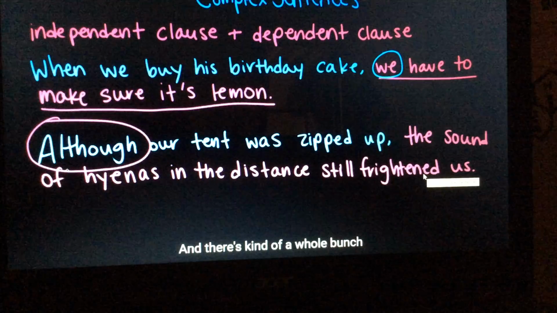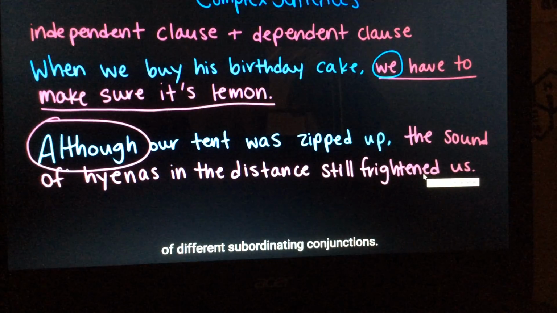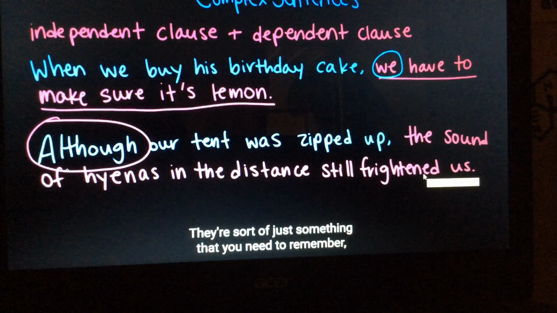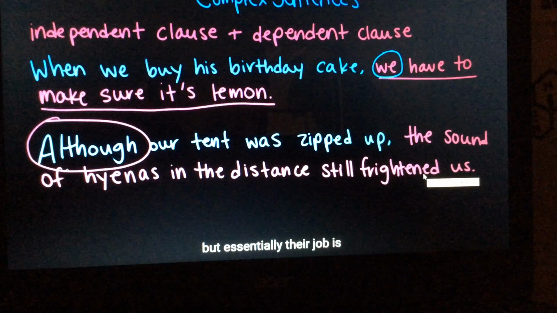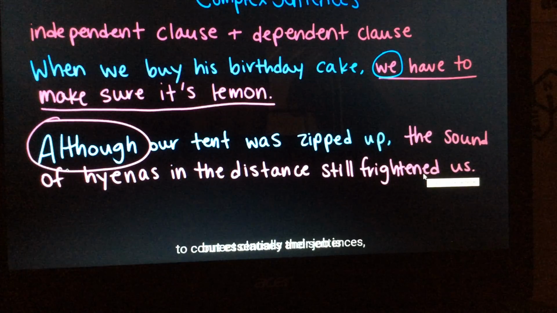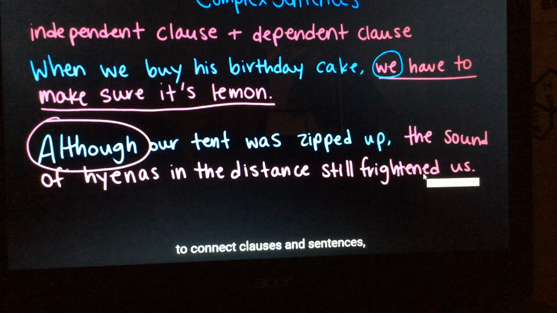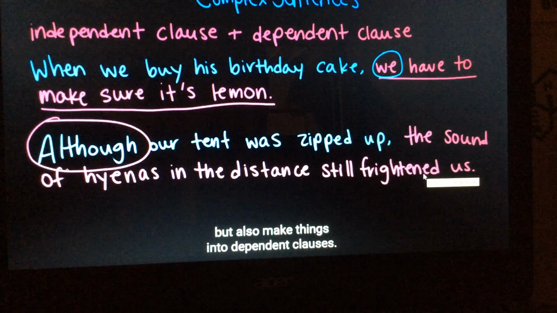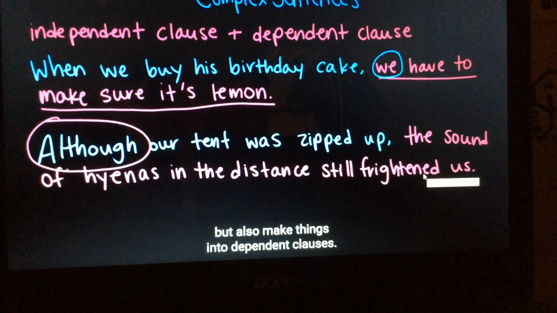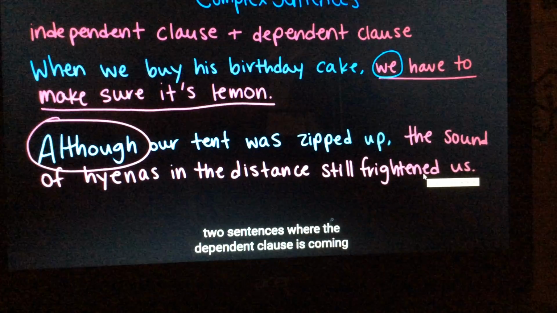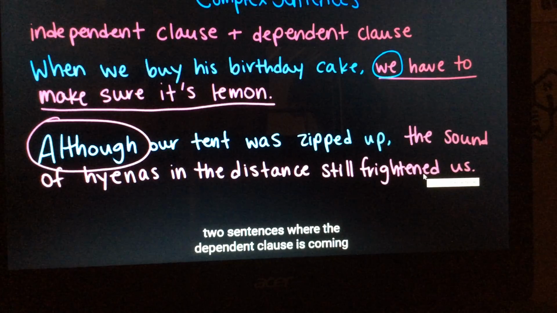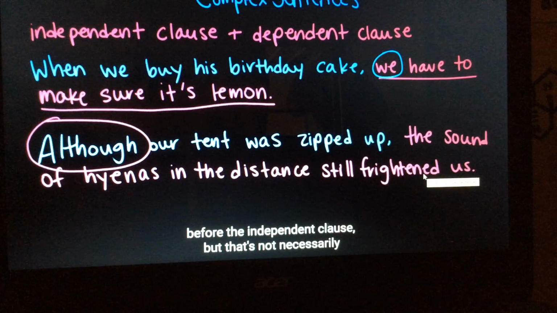And there's a whole bunch of different subordinating conjunctions. They're sort of just something that you need to remember, but essentially their job is to connect clauses in sentences, but also make things into dependent clauses. One other thing, we're showing you two sentences where the dependent clause is coming before the independent clause, but that's not necessarily always going to be the case.